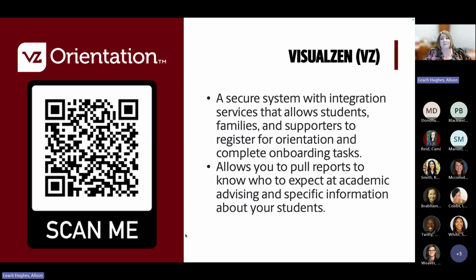Ultimately, Visuals Zen is a system that we use for two purposes. One, to allow students to register for orientation and to sign up a family member or a supporter who wants to attend orientation with them. And two, it allows our advisors and faculty and staff on campus that need access to pull reports and learn a little bit more information so you're able to accurately do your jobs as well. That is the quickest summary about it.